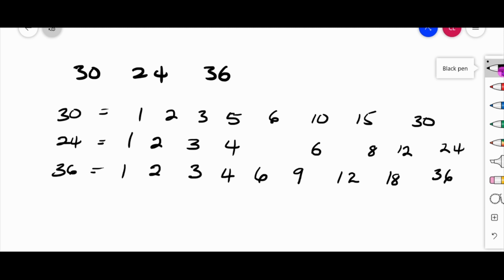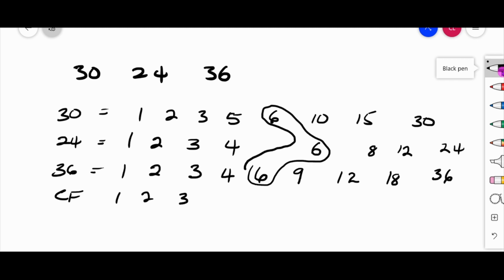Let's look at the common factors that we have. So the common factors would be 1, 2, we see 3. No, 4 is not common. We see 4 2 times. 6 is common. Look, here we have 6. Alright, so 6 is common. So 6, 9, 10, 12 is not common, 18 not common there. Now the highest common factor would be 6.